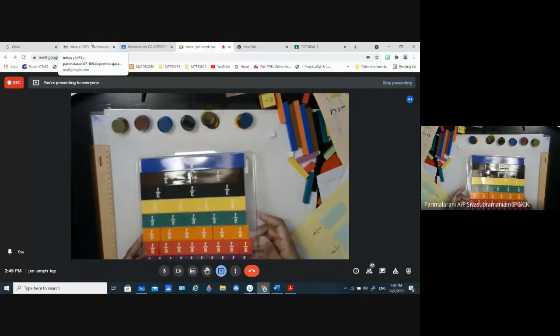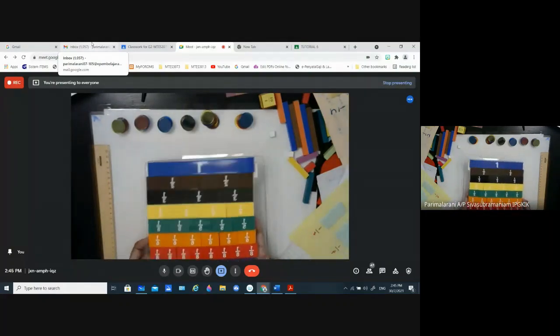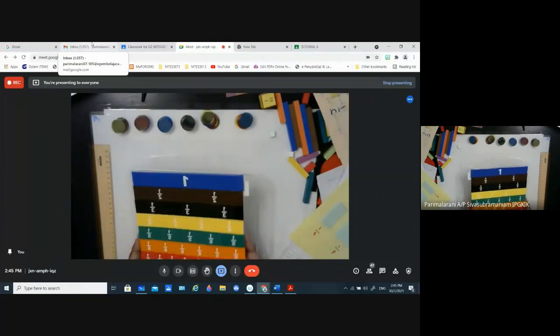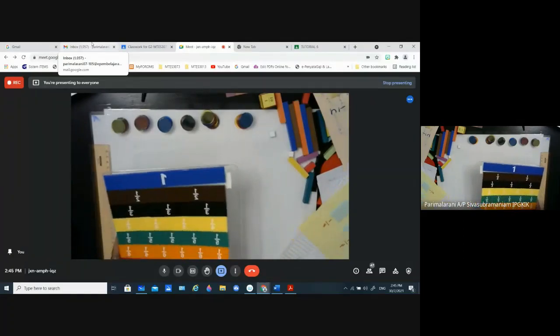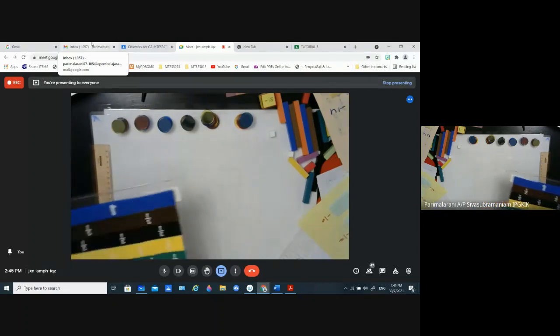Okay, so this is a store-made fractions. We actually have 10 sets of this in our college. I bought it last year for you all to use this semester, but unfortunately we can't use.